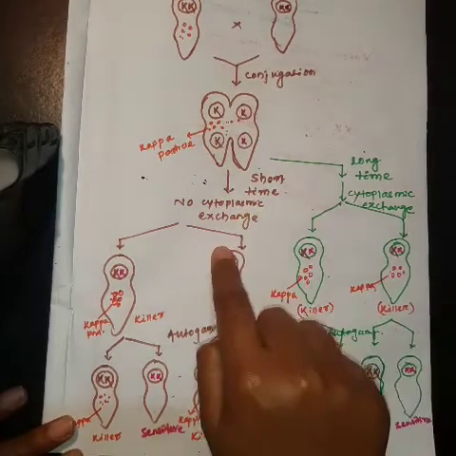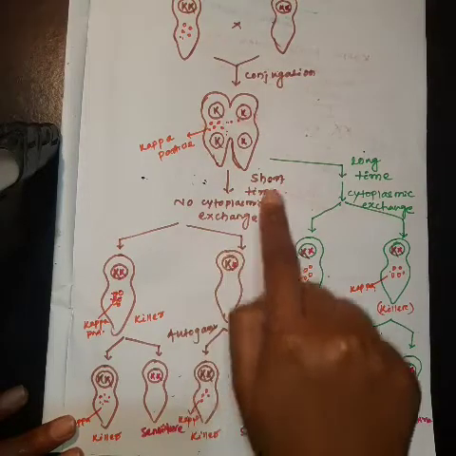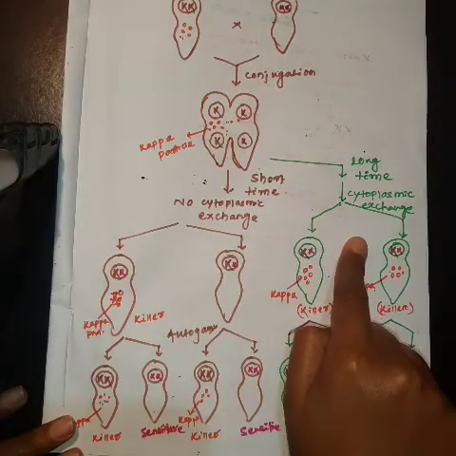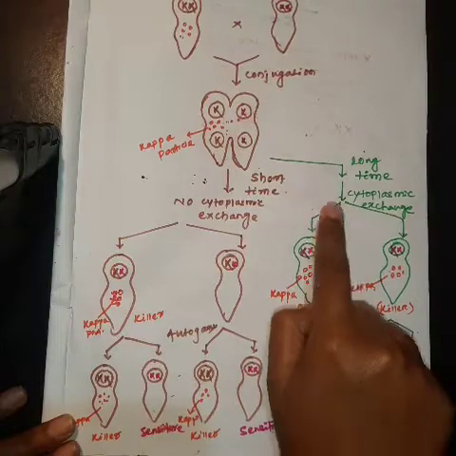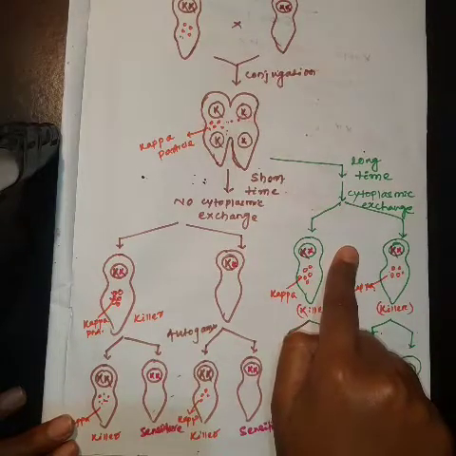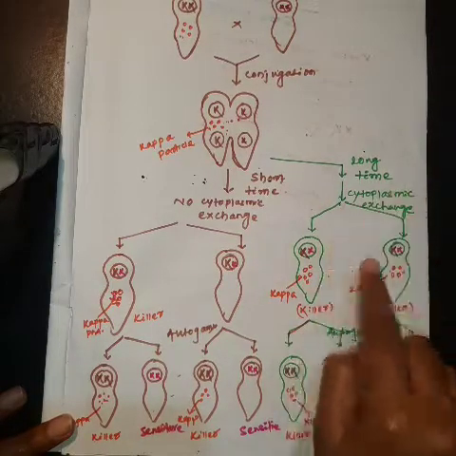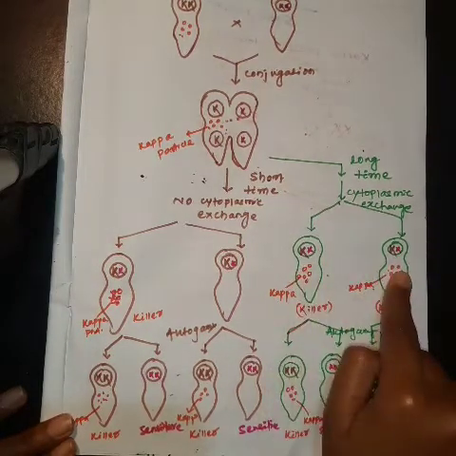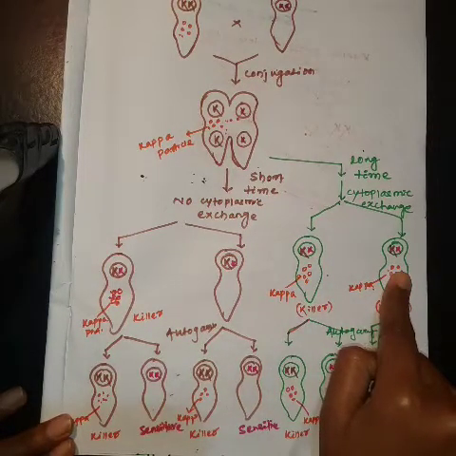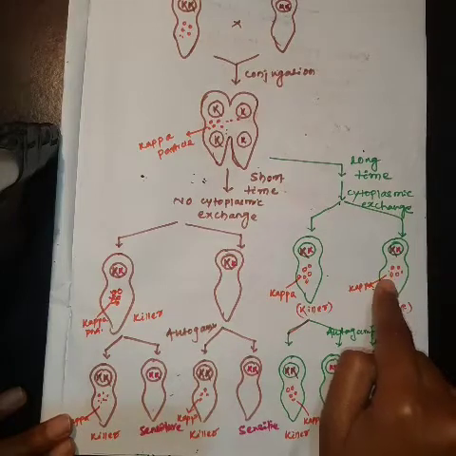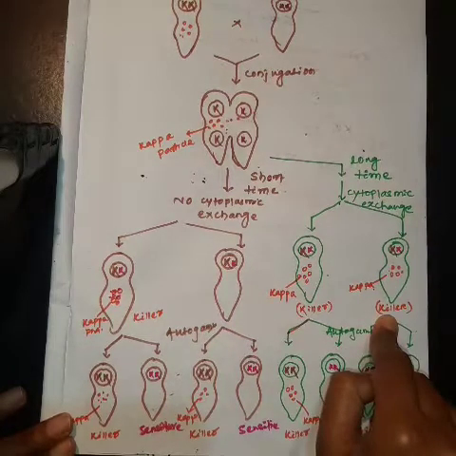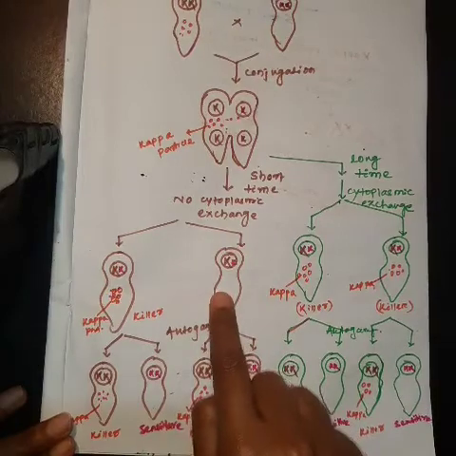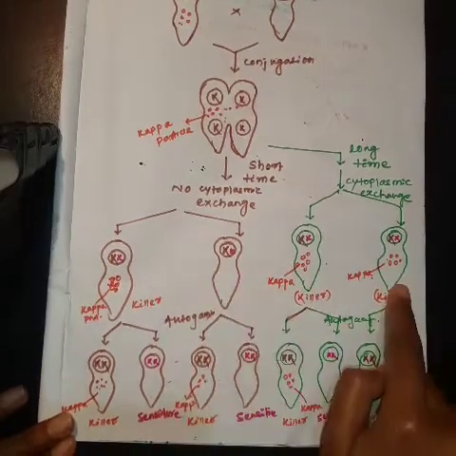That means what occurs in the shorter duration and what occurs when there is long duration of conjugation. For a long period of time, the conjugation occurs and there is exchange of cytoplasmic material carrying the kappa particle to both of the conjugants, converting the sensitive into killer strain. Are you getting my point? Previously it was sensitive, but for a long duration it is converted into killer.